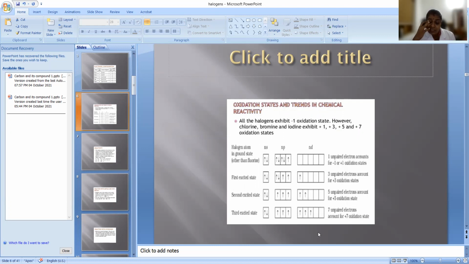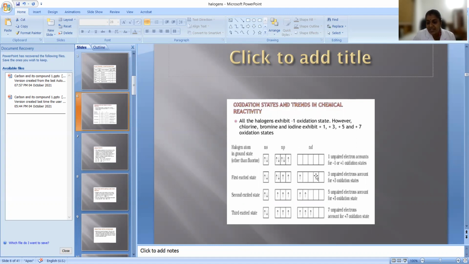And in the third excited state, even from s, one of the electrons will be excited to the d. So based on this, we can assume what oxidation states are possible. Here there is only one unpaired electron, so +1 or -1 oxidation states are possible. Always you have to understand one thing. Among halogens, fluorine is highly electronegative. It has only one oxidation state, that is -1. However, chlorine, bromine, and iodine exhibit +1, +3, +5, and +7 oxidation states.